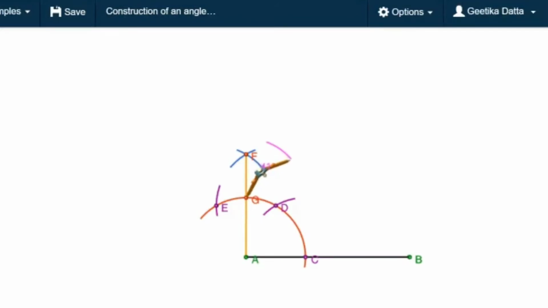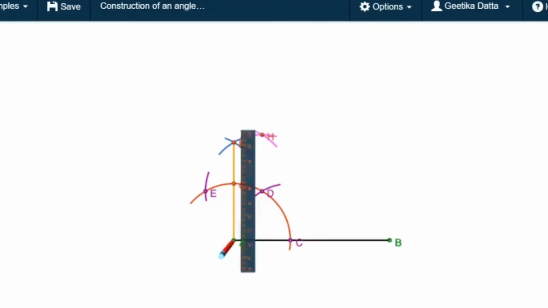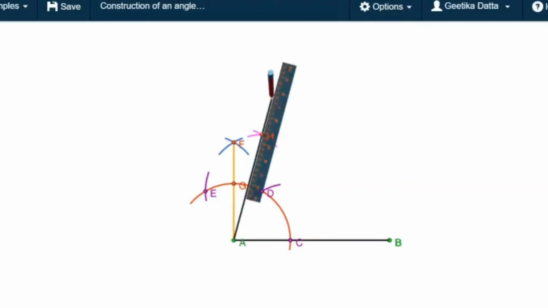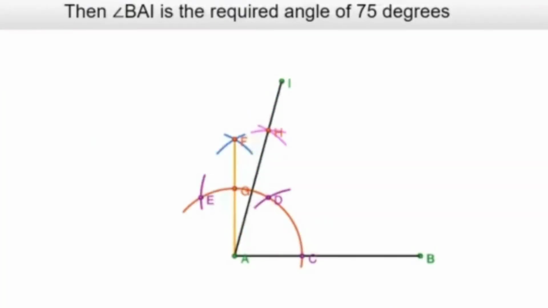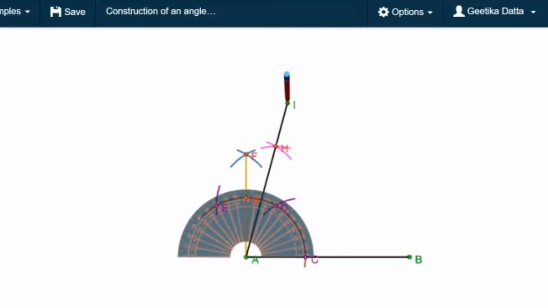So for that, with G as center, I make an arc. With the same radius, I make another arc as with G as center to intersect the previous arc at point H. I join A and H and produce it to point I. Then angle BAI will be the angle of 75 degrees.